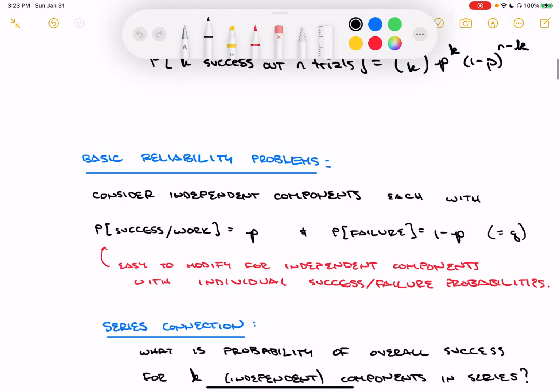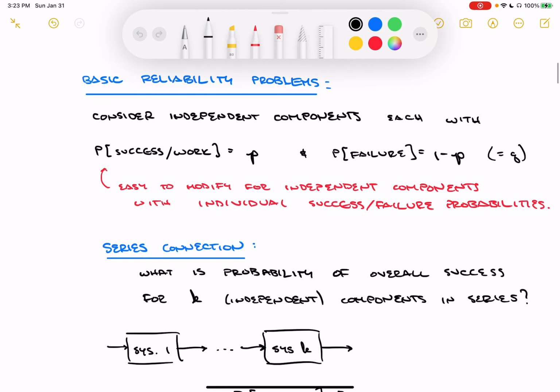There's also a section in the book that talks about basic reliability problems. The basic idea of a reliability problem is taking a look at components or subsystems that are configured either in parallel or series kind of configurations. So we're going to have independent components. Again, this is based on an independent component assumption. And for this particular one, to start us out, we're going to go ahead and think of each one of these components as having the same probability of success or working.